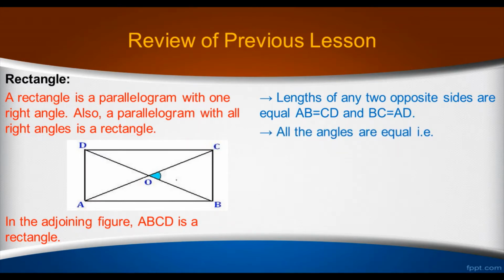All the angles are equal. That is, as you can see, every angle in here is 90 degree. That's why angle DAB, this angle, angle BCD, this angle, angle ABC, this one, and angle CDA, this one, equals to 90 degree. That's why all the angles are equal.